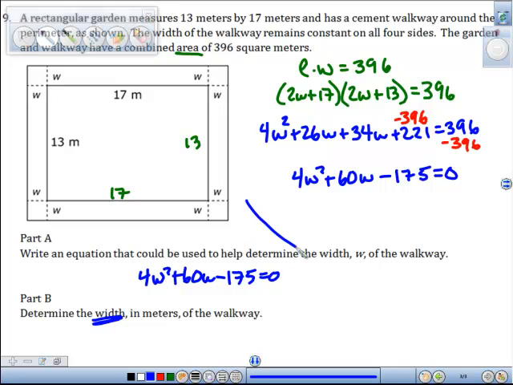So we're just going to have to use the x. Let's see. So 4 times 175, that is going to be 700, but a negative 700.